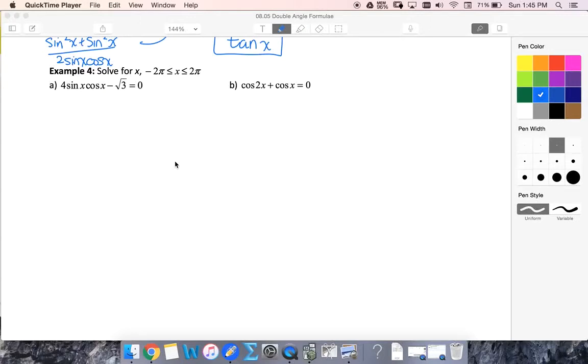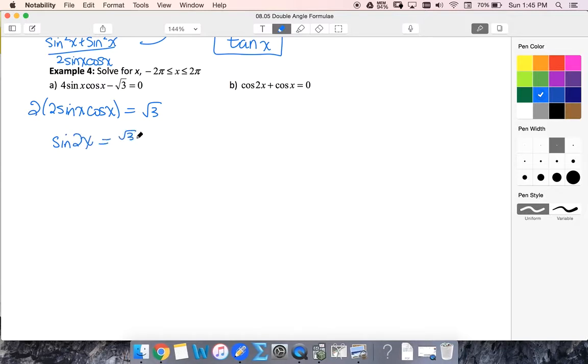All right, we've got some equations to solve from negative 2 pi to 2 pi. For sine x cos x, that really makes me think of 2 sine x cos x, and there's 2 of those, so I'm seeing 2 sine x cos x minus root 3. I'm going to move that root 3 to the other side straight away. 2 sine x cos x, that's the same as sine 2x. Divide by the 2 on the other side.